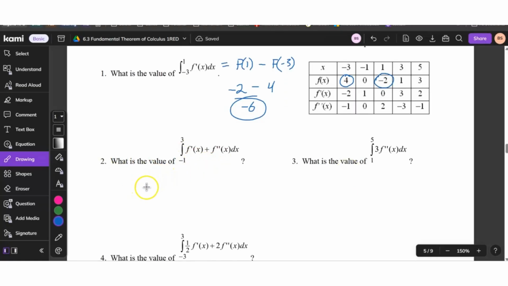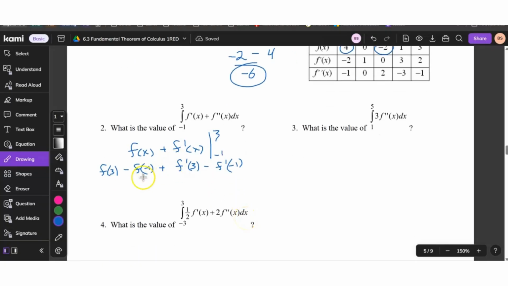Now, we do this one. Are you ready? What would the integral be first of all? It's going to be f of x plus f prime of x evaluated from 3 to negative 1. So that means it's going to be f of 3 minus f of negative 1 plus f prime of 3 minus f prime of negative 1. Does that make sense? But why f of 3 minus f of 1 and not f of 3 plus f of 1? Why are we doing this?